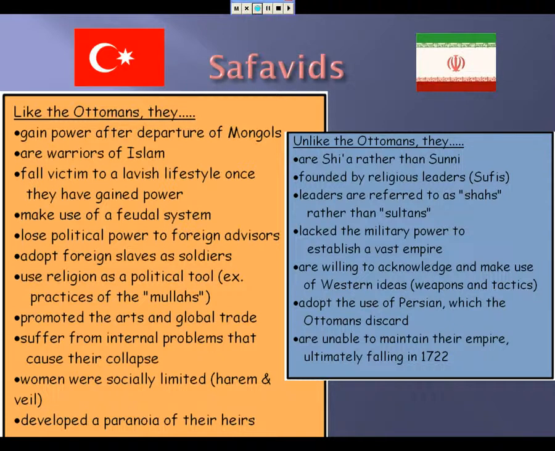They will use Islam to keep their empire together, just like the Ottomans. They too will trade a great deal, not just within the Middle East itself, but throughout Asia and even into Europe.